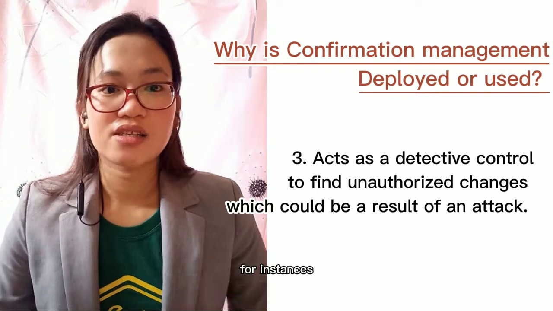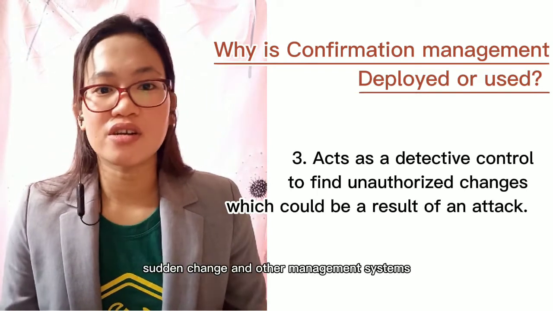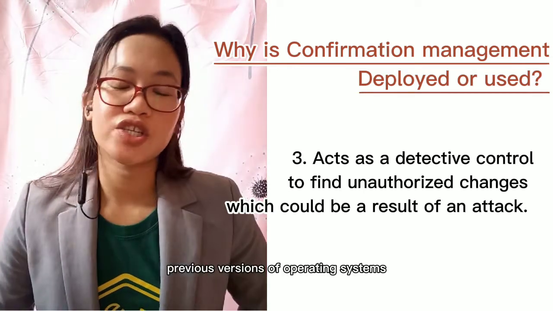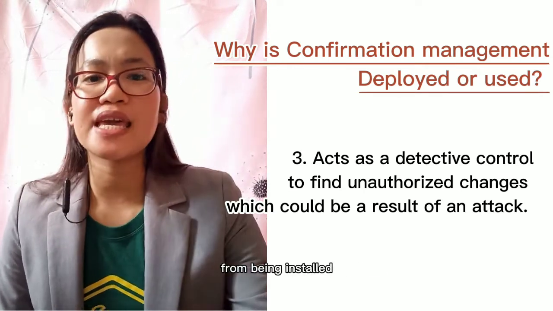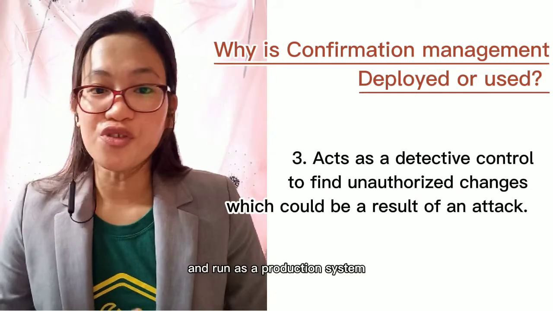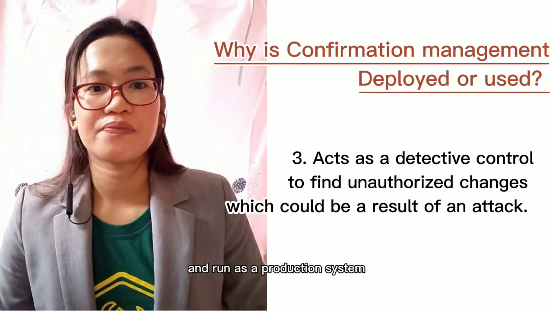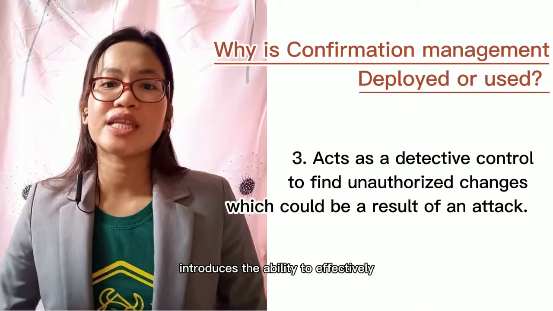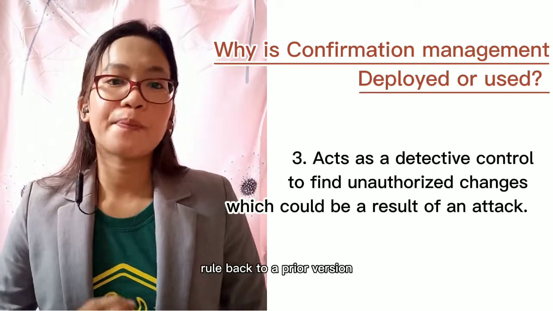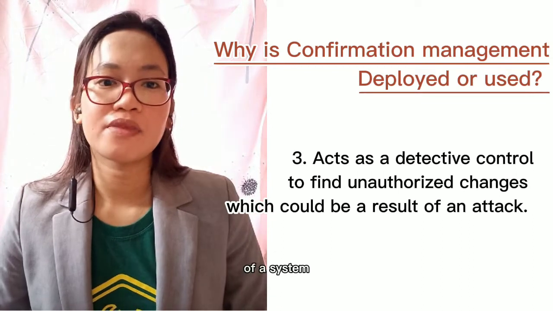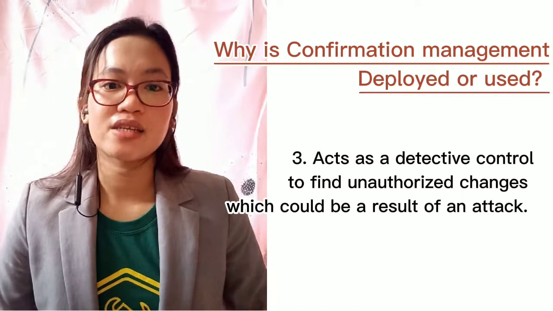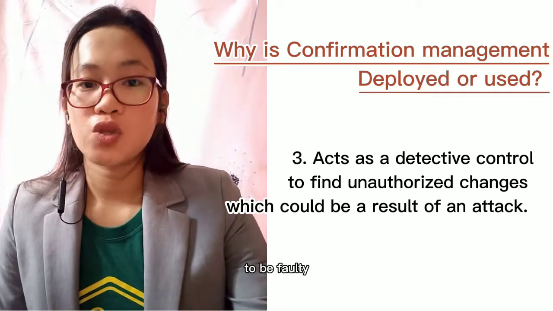For instance, a sudden change in other management systems could prevent previous versions of operating systems from being installed and run as a production system. Configuration management then introduces the ability to effectively roll back to a prior version of a system. This type of function is deployed when an update to a system is found to be faulty.